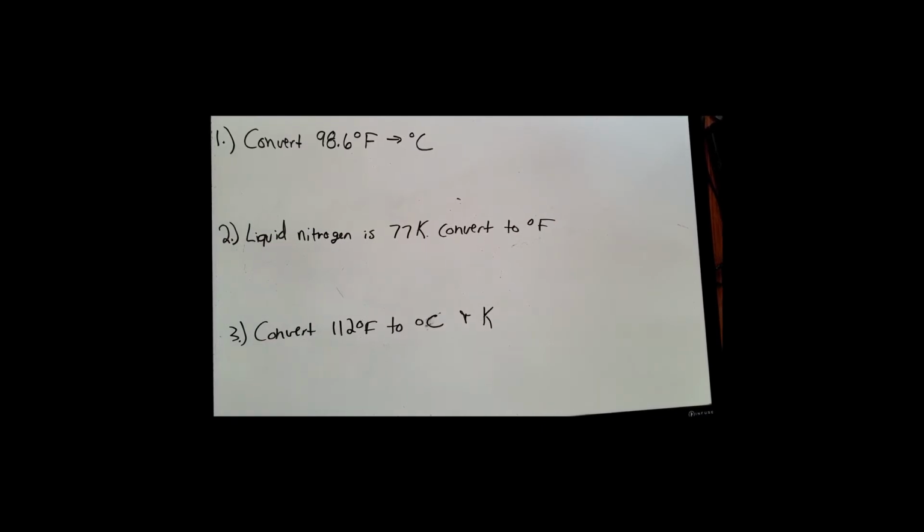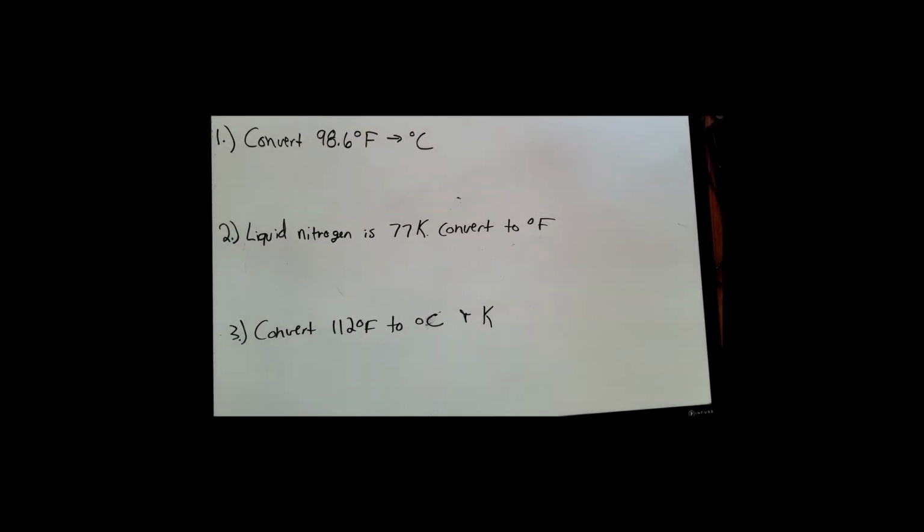Today we're going to look at some temperature conversion calculations from Chapter 7. So in this first problem, we are converting normal temperature of the human body, 98.6 degrees Fahrenheit, to degrees Celsius.